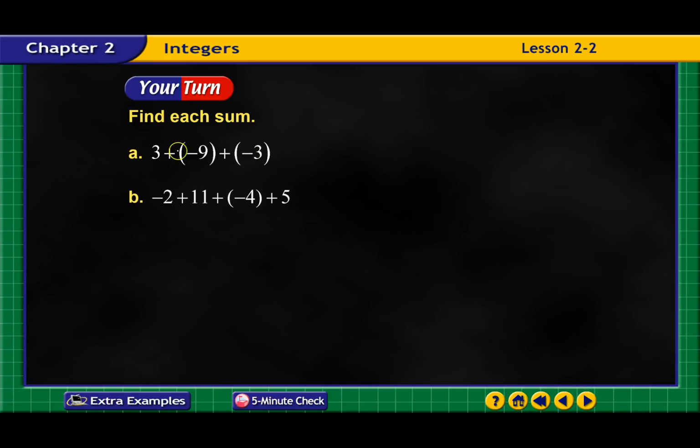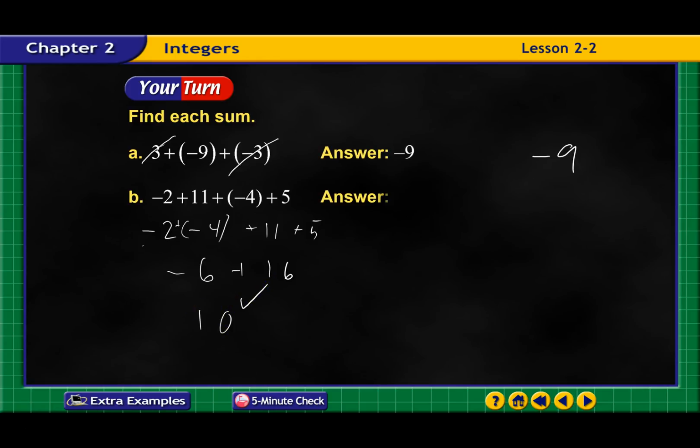All right, so 3 and negative 3 cancel each other out, leaving me with just a negative 9 over here. If I reorganize these, I'll have negative 2 plus a negative 4, and then 11 plus 5. So 11 plus 5 comes out to 16. Negative 2, negative 4, negative 6. Negative 6 plus 16 is going to come out to 10. Negative 9 and 10.